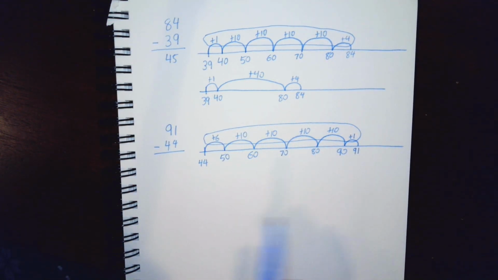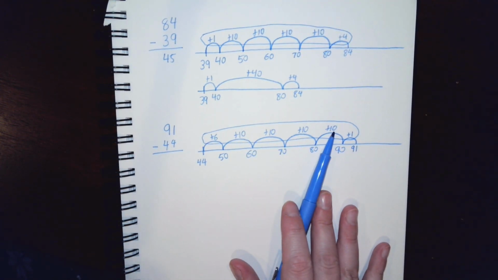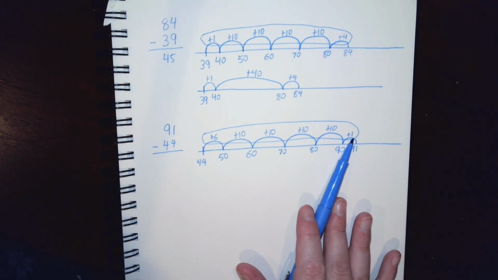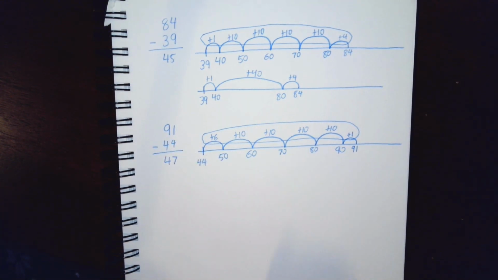Okay, so again, I'm going to start with my 10s. 10, 20, 30, 40. Then I have 46, 47. So 91 minus 44 equals 47.